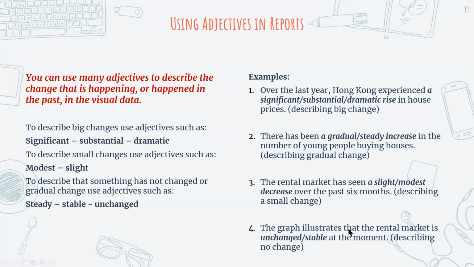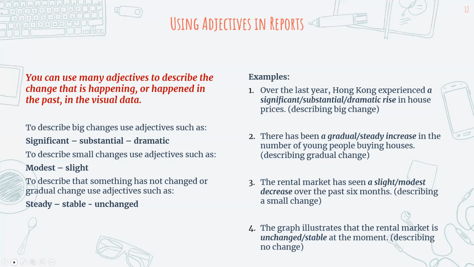The graph illustrates that the rental market is unchanged, stable at the moment. So this is describing no change. So the rental market is unchanged or stable. Okay, so to describe a small change, use slight or modest. To describe gradual change, you can use, of course, gradual or steady. To describe big changes, you can use significant, dramatic, substantial. Of course, there are many other adjectives.